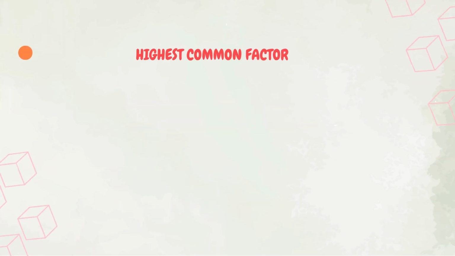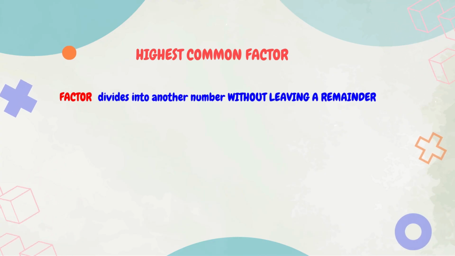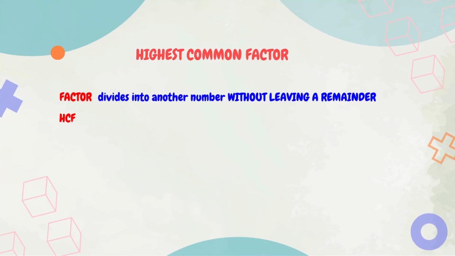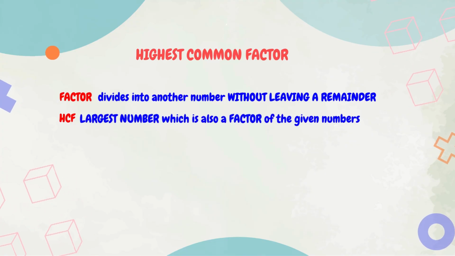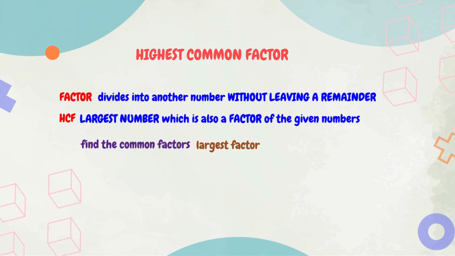To recap, a factor is a number that divides into another number without leaving a remainder. The highest common factor is the largest number that is also a factor of the given numbers. To find the highest common factor, first find the common factors of the given numbers. The largest common factor is the highest common factor.